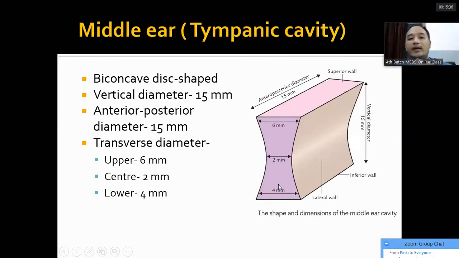Now let's come to the middle ear cavity, or the tympanic cavity. This cavity is not exactly a box shape, but it is biconcave disc shaped. The vertical diameter is 15 millimeters, the anteroposterior diameter is 15 millimeters, and the transverse diameter varies. Superiorly it is 6 millimeters, in the middle it is 2 millimeters, and inferiorly it is 4 millimeters. So the tympanic cavity is a biconcave disc shaped box.